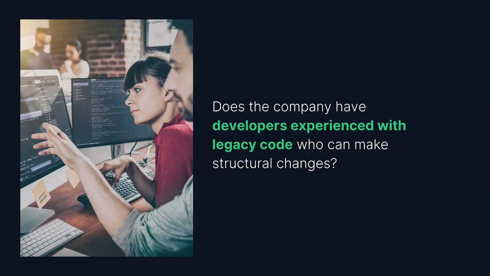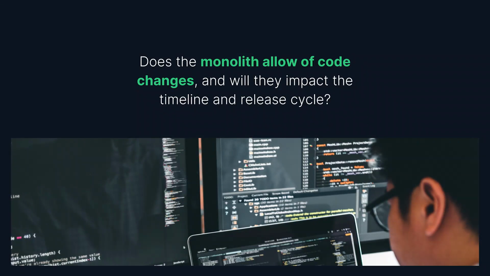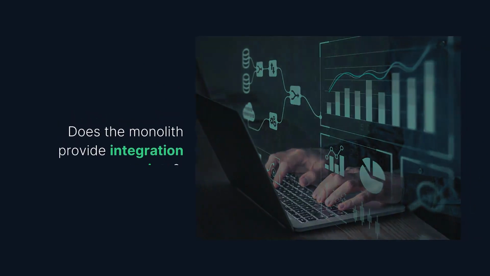To determine if new systems can be integrated with a monolith, ask yourself the following questions. Does the company have developers experienced with the legacy code who are confident in making structural changes? Does the monolith allow for code changes, and will those changes significantly impact the project timeline and release cycle? Does the monolith provide points of integration, including REST APIs where required?